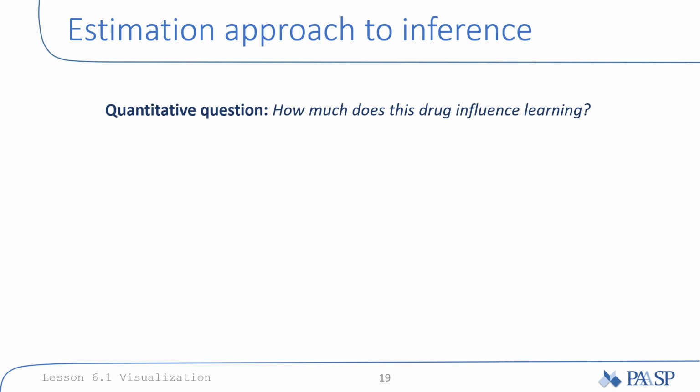In contrast, the estimation approach to inference reports effect sizes with expressions of uncertainty. The estimation approach can help to avoid overconfident claims from inadequate samples, can improve comparisons of results across context, and can provide a straightforward approach for planning informative studies. The estimation approach involves a shift in how research questions are conceptualized, designed, and reported. Rather than a qualitative question, we ask a quantitative question. How much does this drug influence learning?